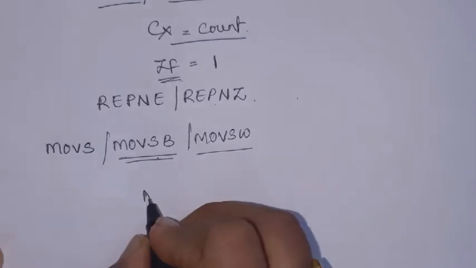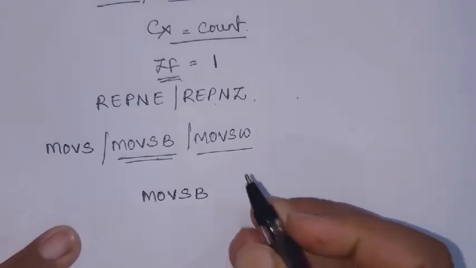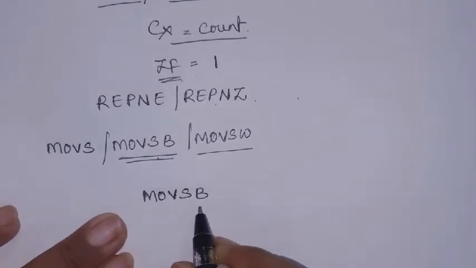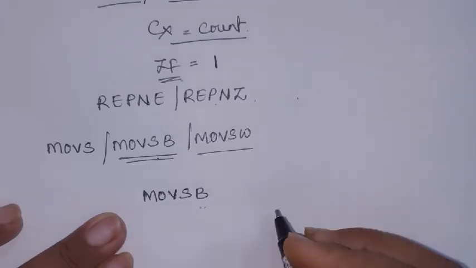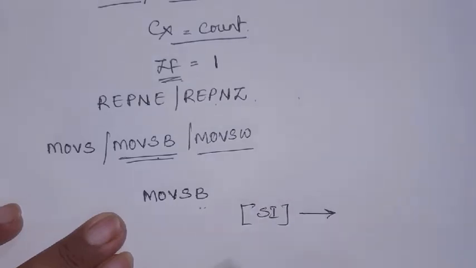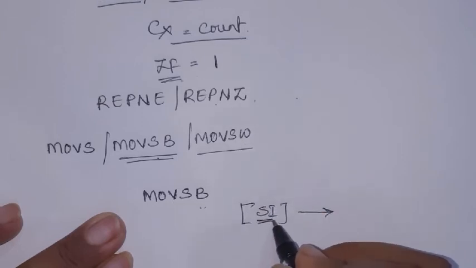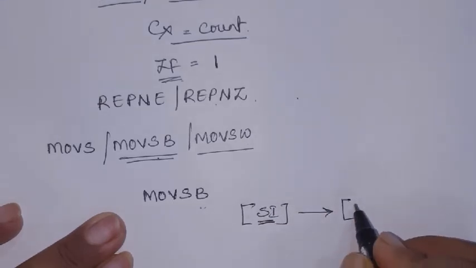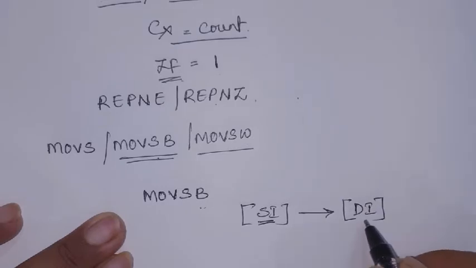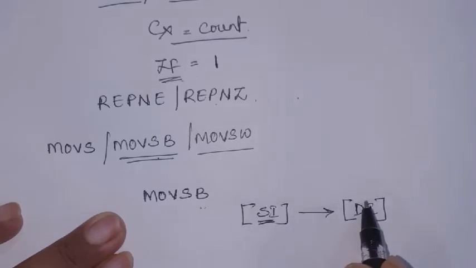So what happens with the execution of this move string byte instruction? The data from the source memory location, which is pointed to by the SI register, is moved to the memory location which is pointed to by the DI register. Here the data is transferred from memory to memory.